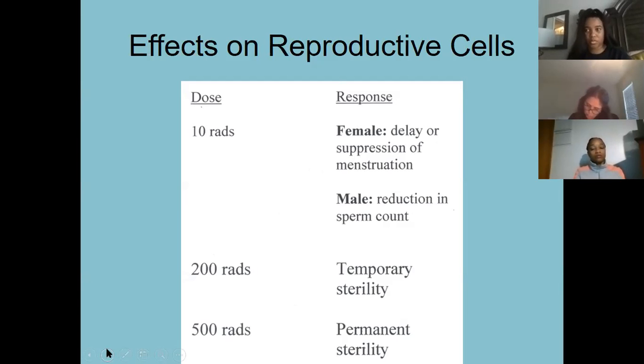In the female, it could cause a delay or a suppression of menstruation. So maybe your menstrual cycle might not start on time. It might be delayed for several weeks, or it might be suppressed for a number of months. But at a dose as low as 10 rads or 0.1 gray, that is possible. For the male, a dose of 0.1 gray to the reproductive organs can cause a reduction in sperm count, so decreased sperm count.